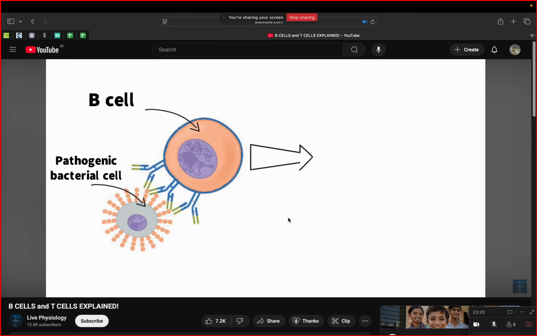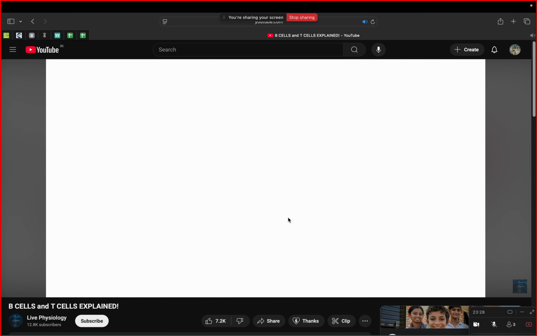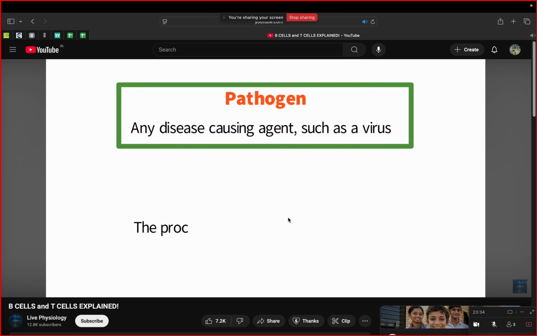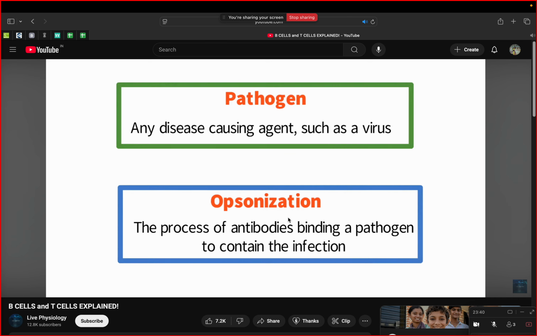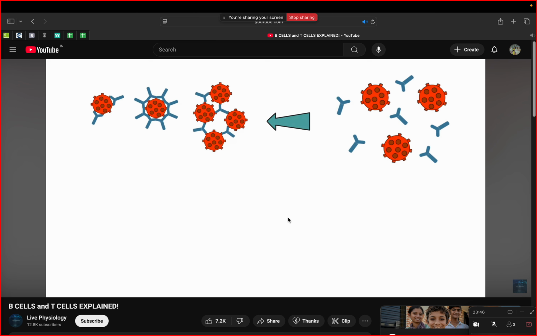The antibodies block the bacteria from growing colonies, and in the case of viruses, the antibodies bind to the viruses and prevent the viruses from infecting cells. Any disease-causing agent, such as a virus, can be referred to as a pathogen. The process of antibodies binding a pathogen to contain the infection is known as opsonization. Opsonization by antibodies not only prevents the spread of infection, but marks the bacteria or viruses for destruction.